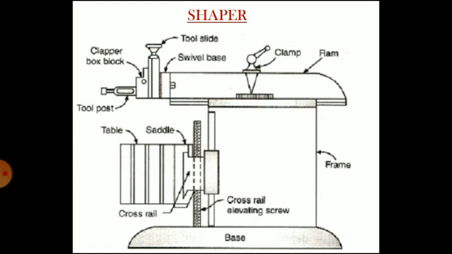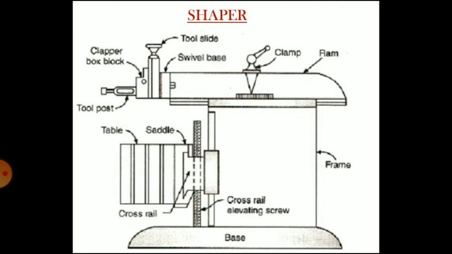And there is a saddle, to which the table is bolted, and the saddle is mounted on the cross rail. So there are two table movements that you can obtain in a shaper. The table can be moved in an upward or downward direction with the help of the cross rail, and the table can be moved in a cross direction with the help of the saddle, because the saddle will move crosswise along the cross rail.